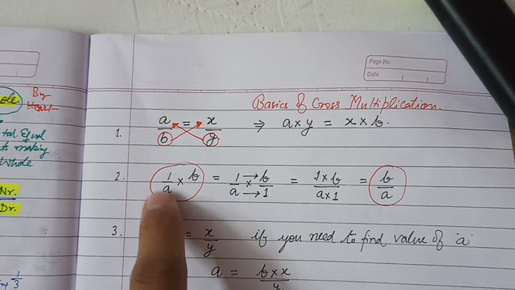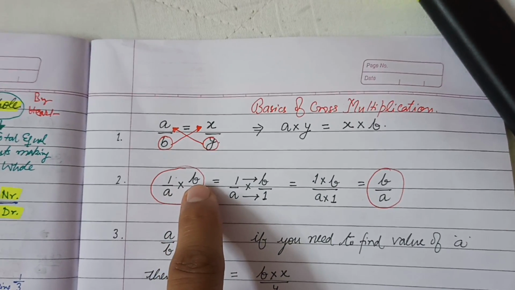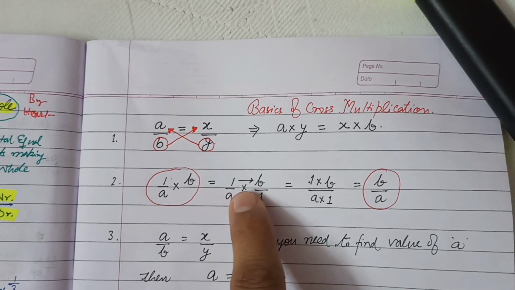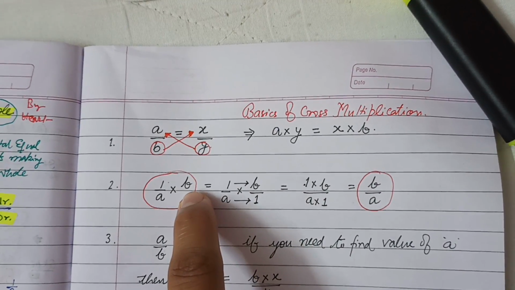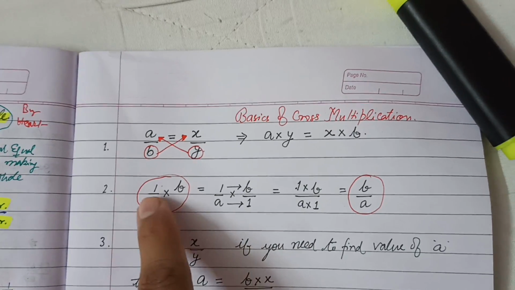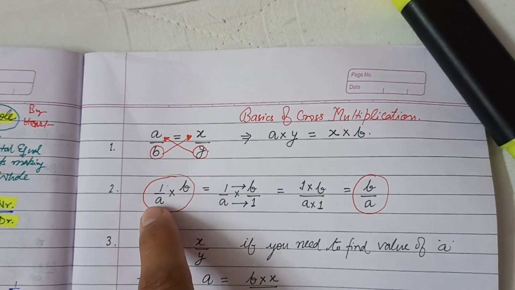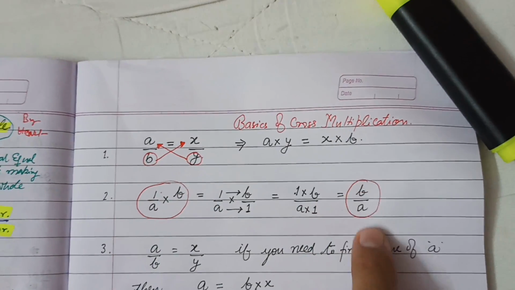So this is the principle. If it is given 1 by a multiplied by b, it means the same as b by a, because if there is nothing below a number, it means 1 is there below. You can multiply numerator by numerator, denominator by denominator, so it becomes b by a.